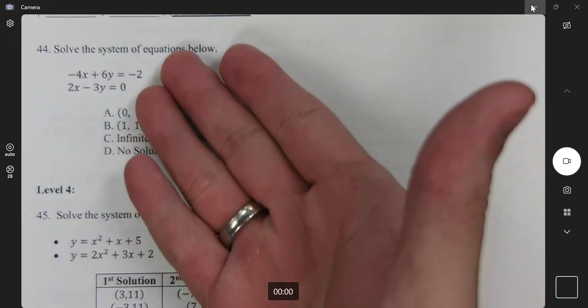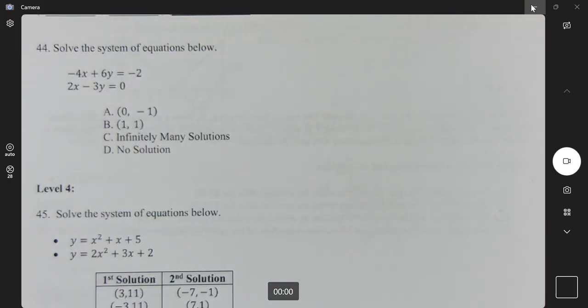Next, type them exactly as you see them onto Desmos. Don't do anything special.